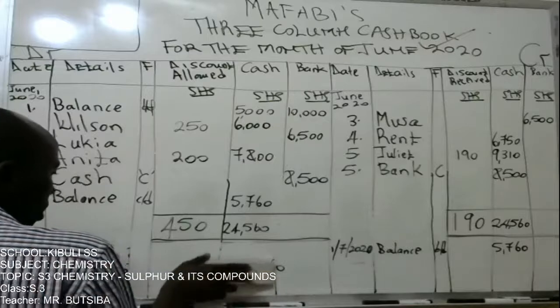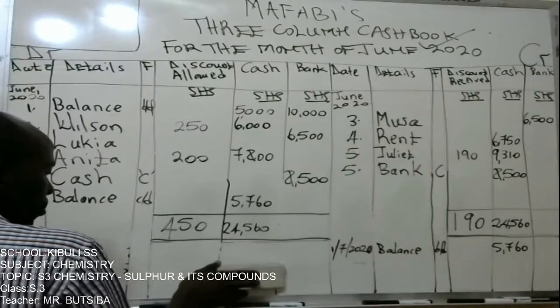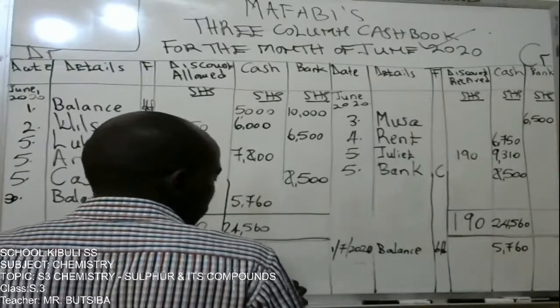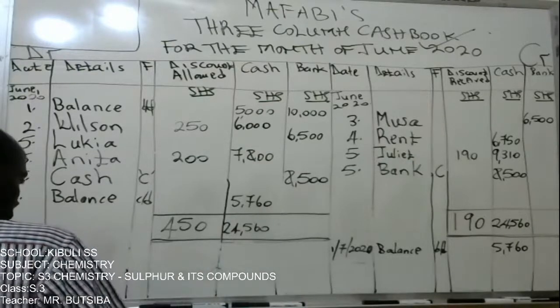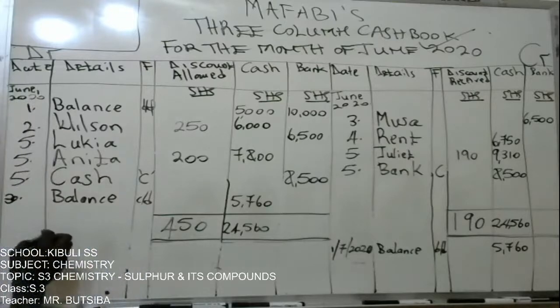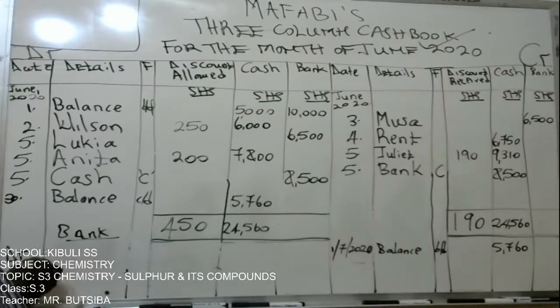Okay, so now you can move ahead and balance for me the bank column. Move ahead and balance the bank column. So you still follow the same procedures. Simply get the totals of our bank, get the total on the debit, get the total on the credit.